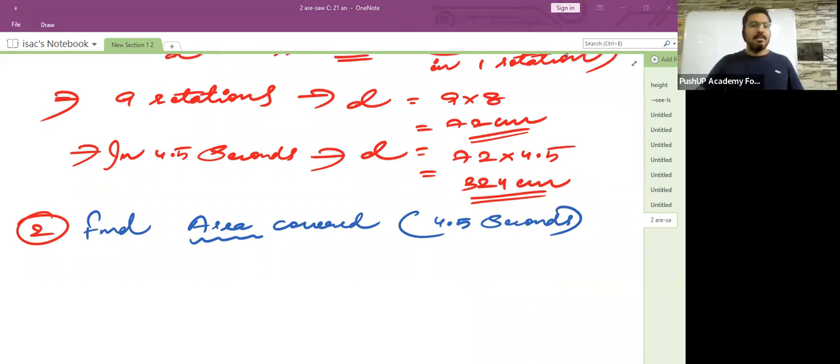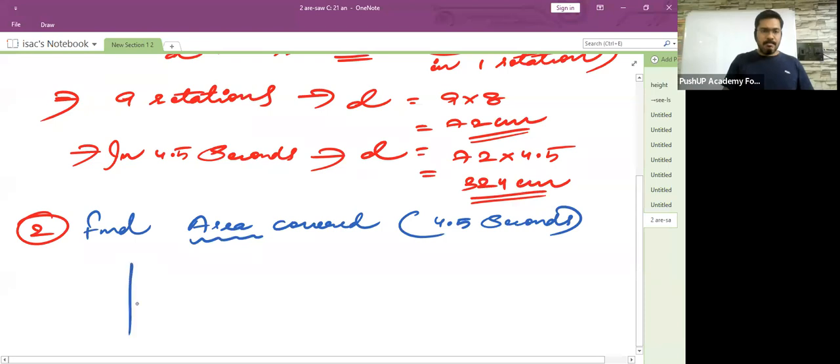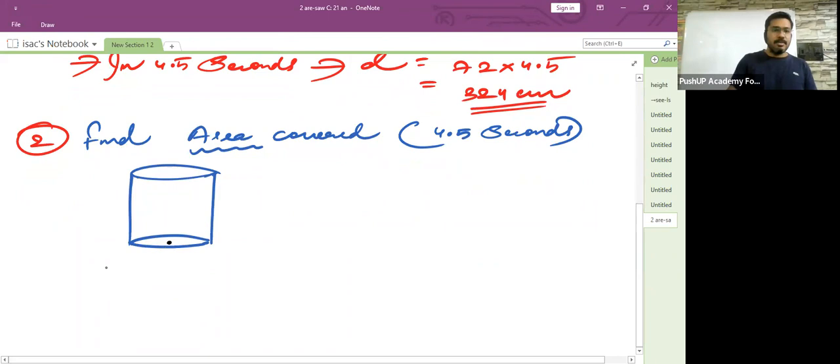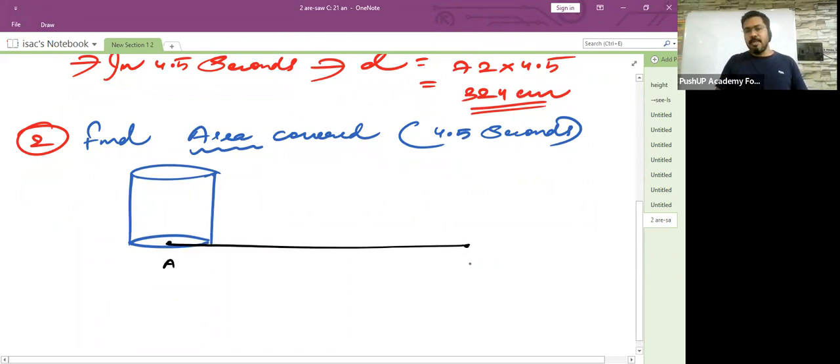2 pi RH. Now pay attention, everyone. Okay, fine. So let's solve the sum. I'll teach you a very easy way to solve this sum. In school, they did not do this. Okay, pay attention, children. Now the cylinder started moving from point A and it reached point B, isn't it?